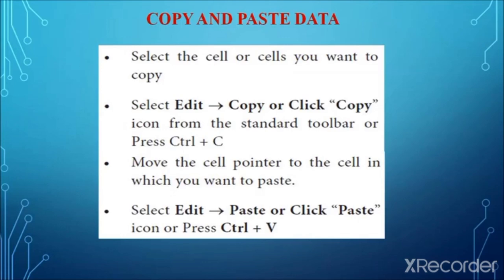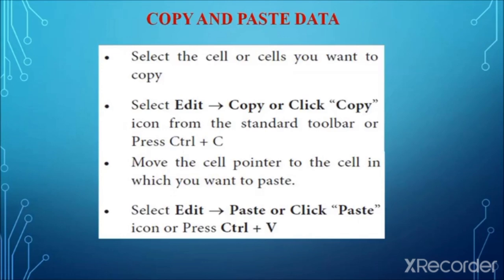First we have to select the cell or a group of cells which is to be copied, and next the user can select edit. From the edit menu the user can select the copy option, or click the copy icon from the standard toolbar, or the user can press Ctrl plus C. That is the shortcut key for copy. So either one of these three options can be used.